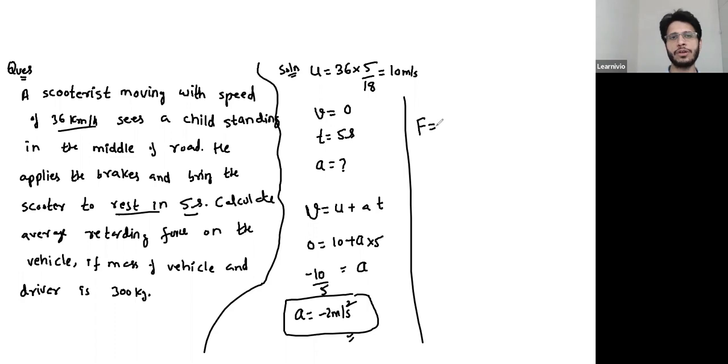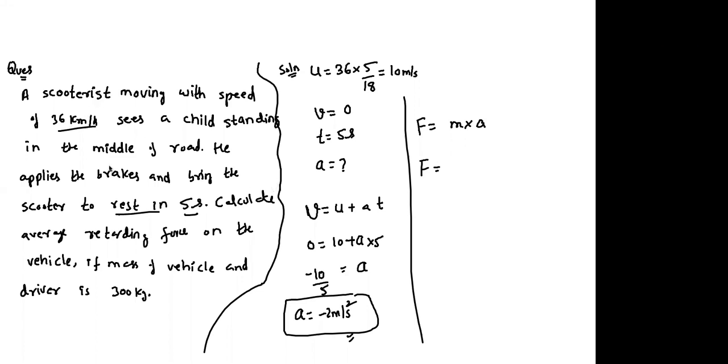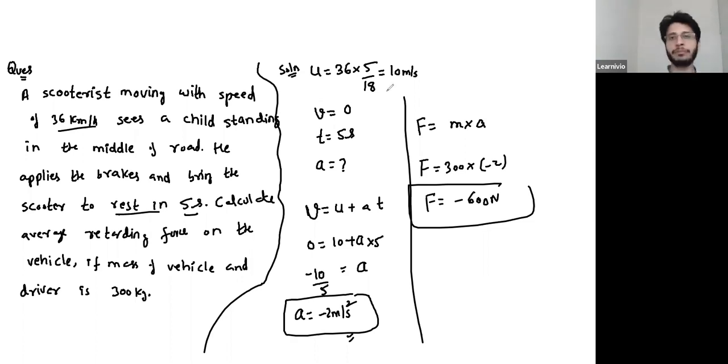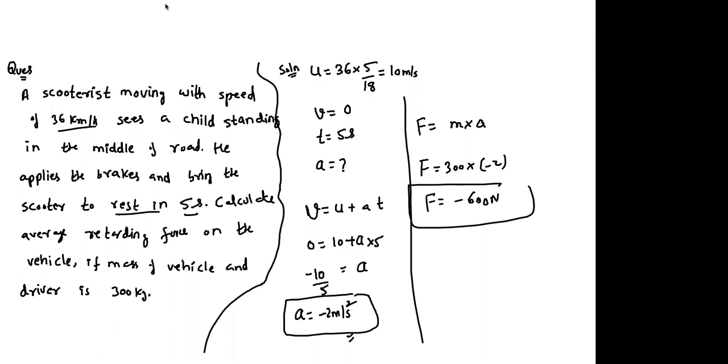Now you can easily calculate force, which is the product of mass and acceleration. So the mass of the body is 300 kg. Acceleration is minus 2. So the force is minus 600. The minus sign just tells that the direction of force is opposite to that of motion. The significance of the negative sign: it tells that the direction of force and acceleration are exactly opposite.